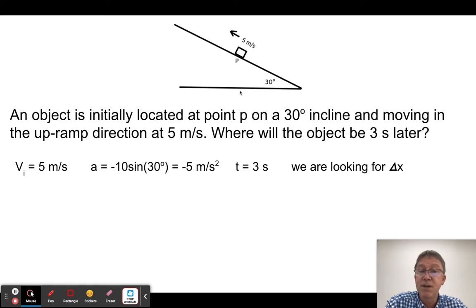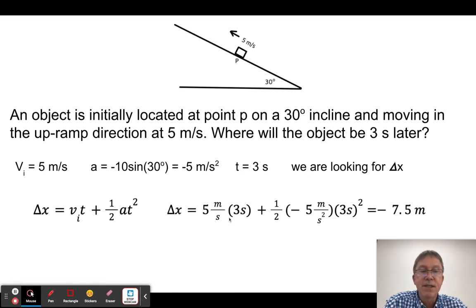And delta x could be positive or negative, depending on the values I've been given. So let's just try this here. This is the appropriate kinematics equation to use because I'm asked about displacement, I'm told about velocity, I'm told about time, and I know acceleration. And notice, I didn't say anything expressly about acceleration here. We are to understand that this object is going to undergo gravitational acceleration, and since it's on an incline, it's going to be g sine theta.